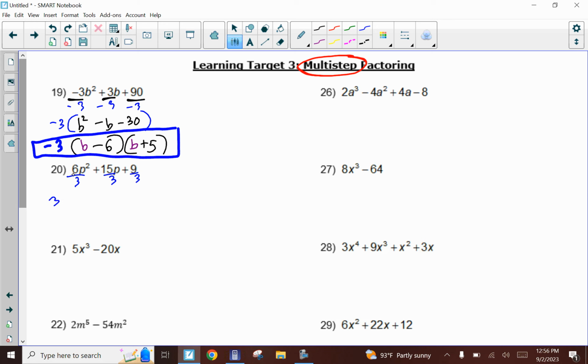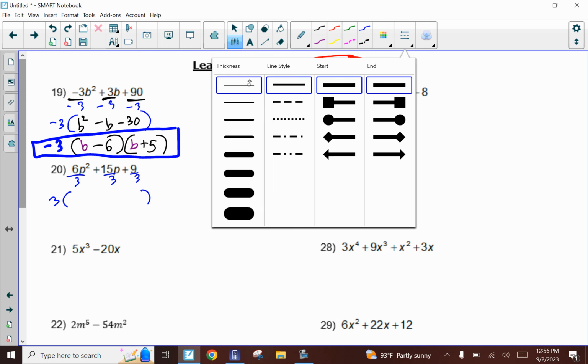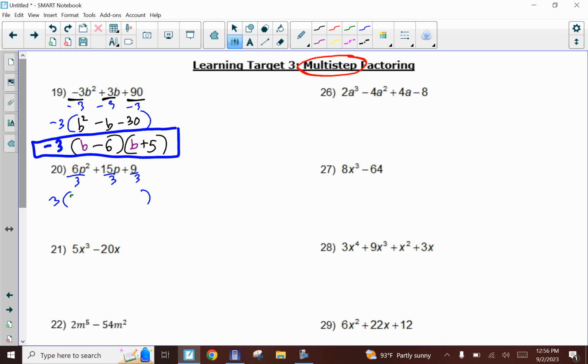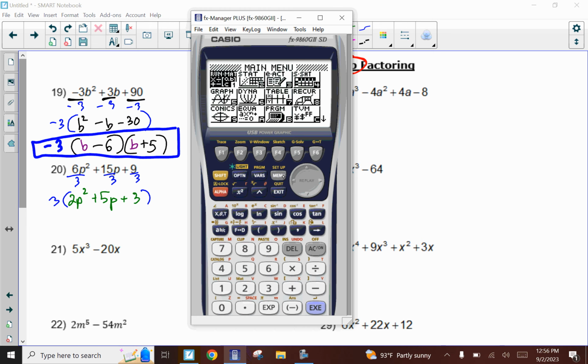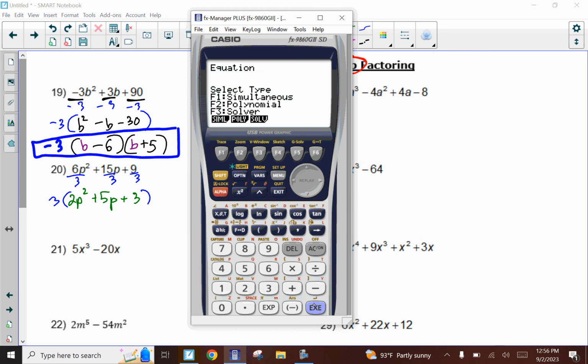3 goes in front. And then we're going to have a new problem in this parentheses. I'll do this one in green. So we're going to have 2p squared plus 5p plus 3. And then what we can do is life hack time. We can go into our solver. Equation solver, polynomial, degree 2. I'm going to stick in a 2, a 5, and a 3.